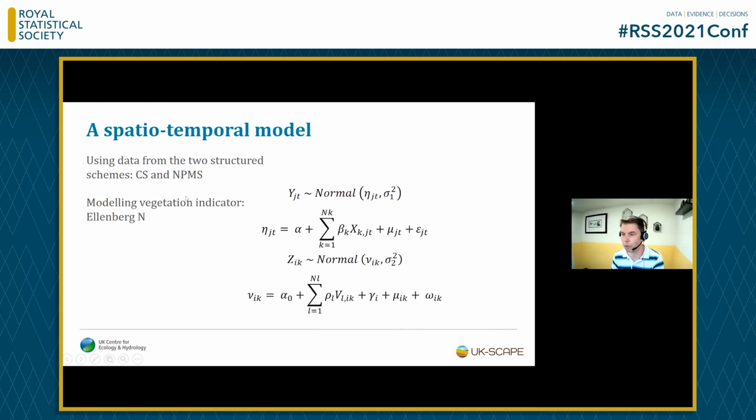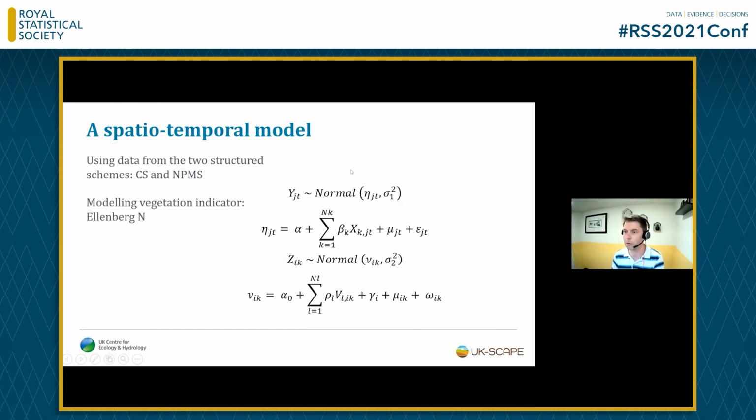So in this case, we're not modeling one particular species now, but an indicator of vegetation called Ellenberg N, which is a sort of composite metric, if you like. And so we can define a spatial-temporal model quite easily in equations. It's easily done. You just put a time subscript against everything, and now our latent spatial process is a latent spatio-temporal process. So it's nice and easy to write.